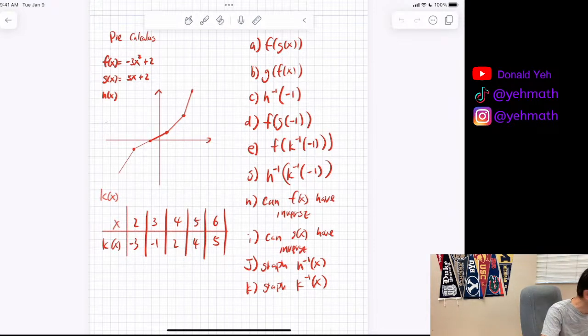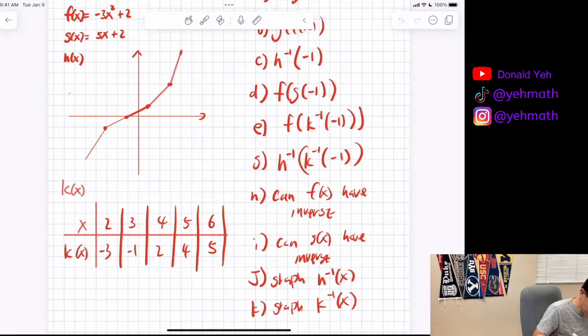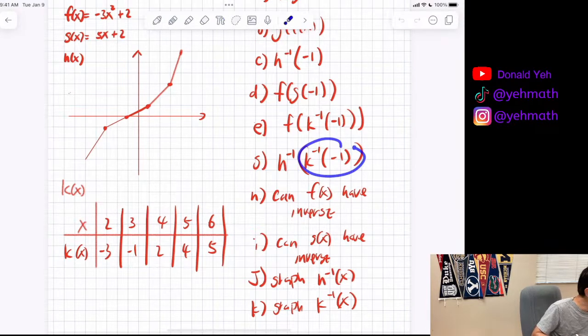G. Okay, so G says, hey, can you find out what this is first? That's K inverse of -1. Then you say, okay, let's go look at the K of X. K of X is right here. Is that okay? So when K inverse is -1, that means when the Y value is -1, what is X? So for -1, X is right here, 3. So then I find out H inverse of 3. Does that make sense?